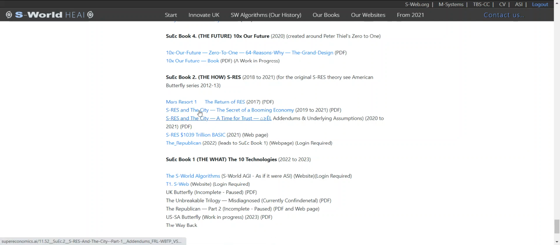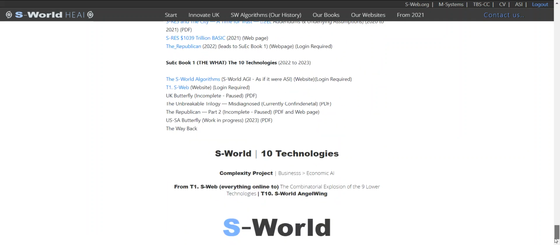These books are really important. S-World and the City, The Secret of a Booming Economy, and S-World and the City, A Time for Trust. Then we get to this summary, the S-World 1039 trillion basic of S-World. Then we have some later stuff. That is the end of the presentation.